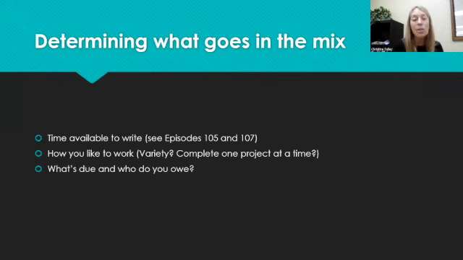And then I also like to think about just very practically what's due and who do you owe, because those are stressors that are built into our academic writing time. So I want to know that up front, so that I'm not saying, oh, I have a conference presentation due in 3 days and I haven't done anything for it. I want to be cognizant of that at the very beginning of the semester.